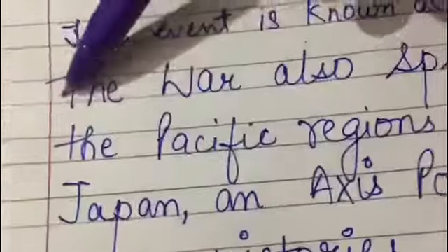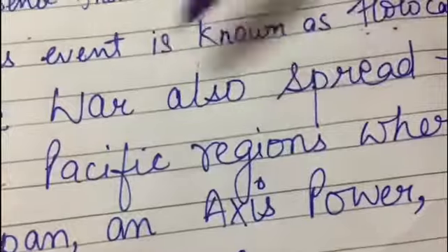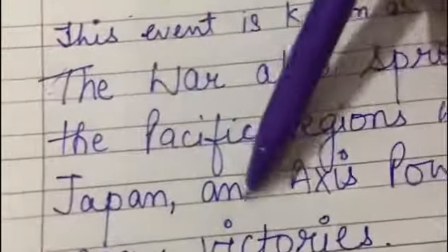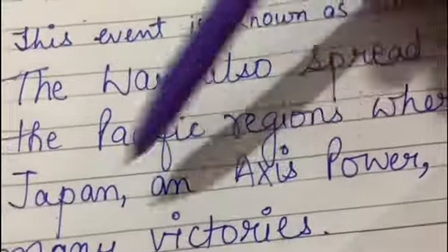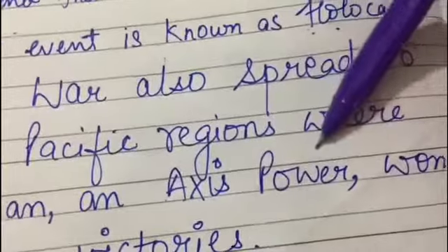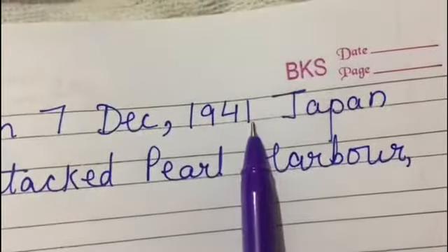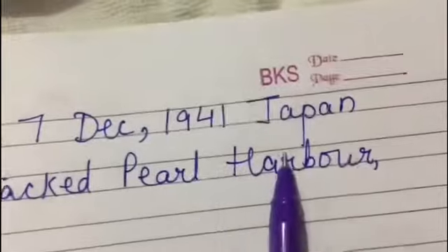So, the war also spread to specific regions, where Japan and Axis powers won many victories. So Japan, which belonged to an Axis power, won many victories. Then what happened? On 7th December 1941, Japan attacked Pearl Harbor.